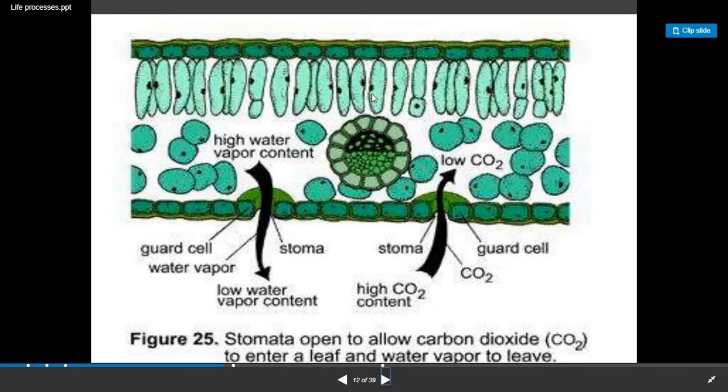This is the stomata structure, which allows carbon dioxide to enter a leaf and water vapor to leave. Here in the stoma you can see the guard cells, water vapor that is leaving, high CO2 concentration and low CO2 concentration as seen in this diagram.